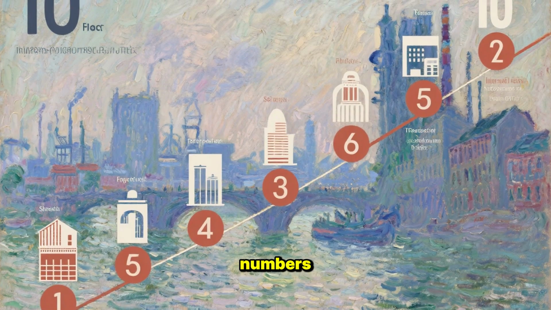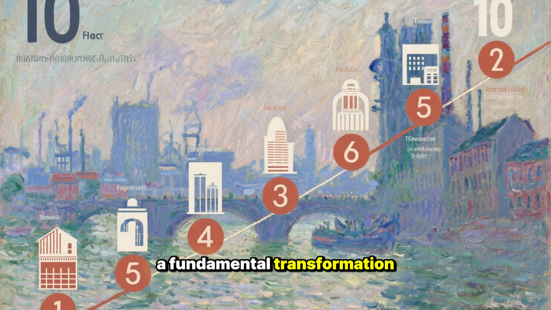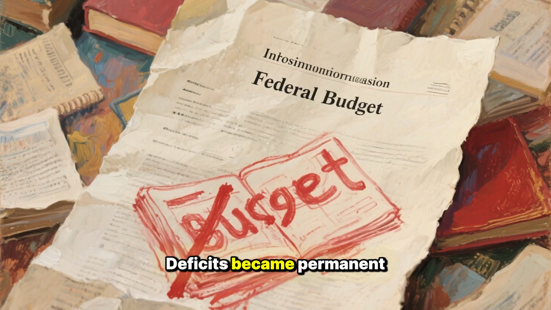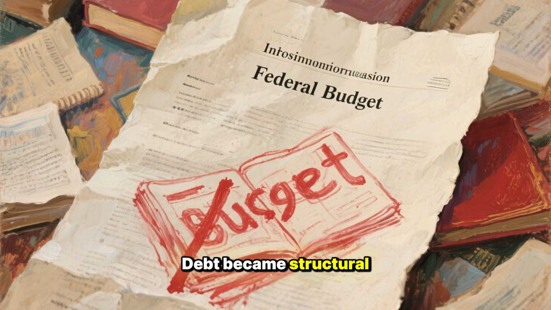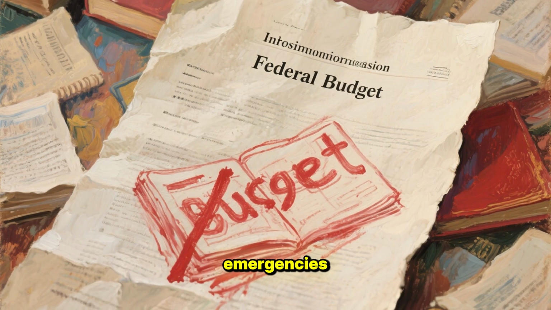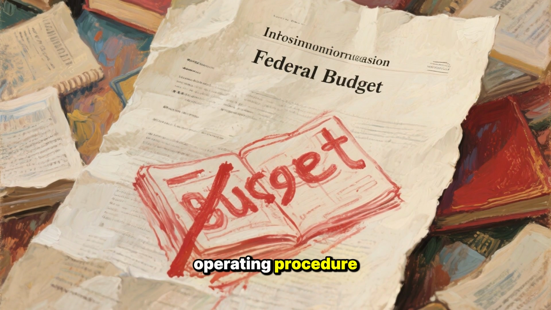These aren't just numbers. They represent a fundamental transformation in how America finances itself. Deficits became permanent. Debt became structural. The federal government spent more than it collected not during emergencies, but as standard operating procedure.